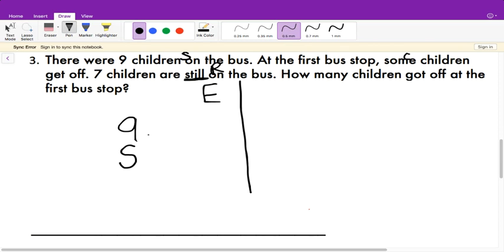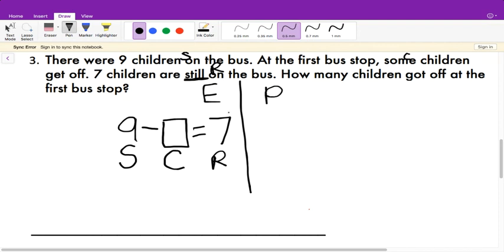That's right, it's subtraction because children are getting off, which means the number of children on the bus is getting smaller. So we need to take away from 9. And it says sum, which we know always means it's an unknown number. We need to draw a box. Okay, and then at the end we said there were 7 children still on the bus. Now we can draw our picture.